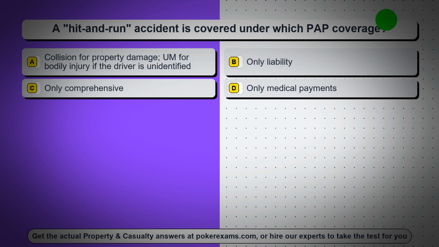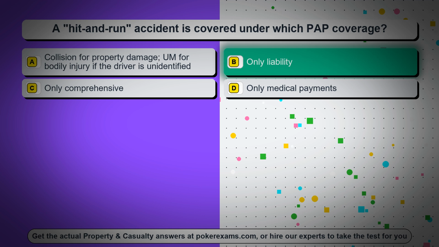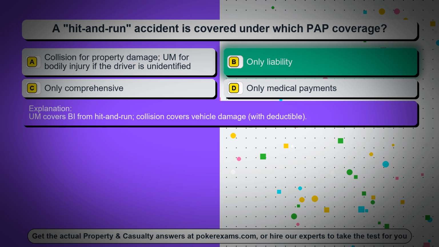Question 39. A hit-and-run accident is covered under which PAP coverage? Option A, collision for property damage, for bodily injury if the driver is unidentified. Option B, only liability. Option C, only comprehensive. Option D, only medical payments. The correct answer is option B, only liability. Covers by from hit and run, collision covers vehicle damage, with deductible.